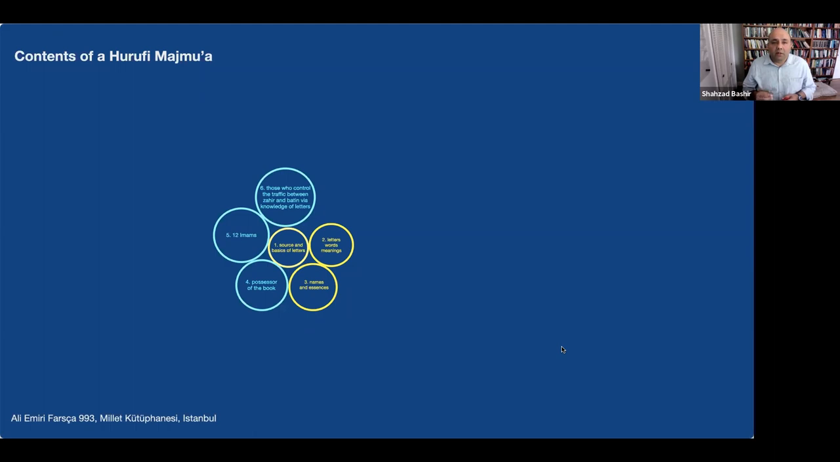And then it talks about how that knowledge is actually the knowledge of the traffic between what is apparent and what is hidden, right? Because what is apparent is the ordinary language, the linguistic meanings of these letters and words. What is hidden is this higher meaning, and the authority of these figures who possess the book is to decipher between those two levels.